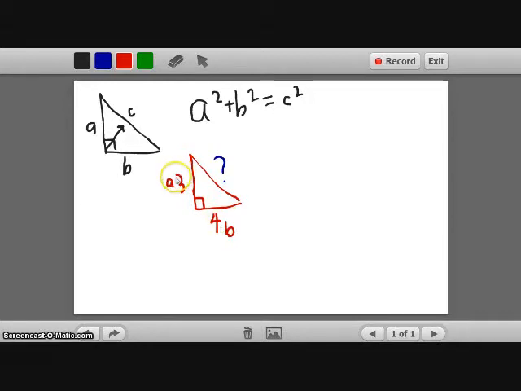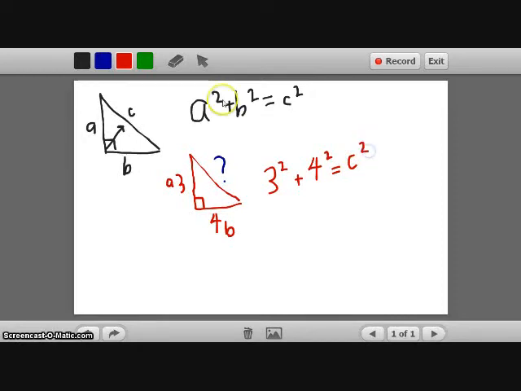So what you need to do is plug these numbers into the formula. So instead of a, you will plug in 3. So we have 3 squared plus b squared, but instead of b, I will plug in this 4. And then we need to square that 4, and then that will equal c squared.